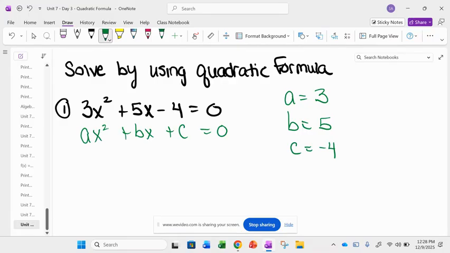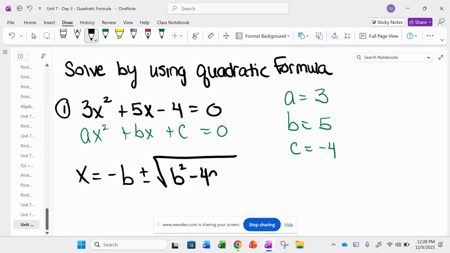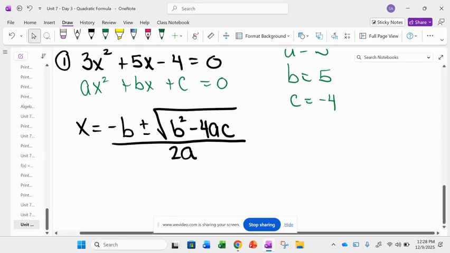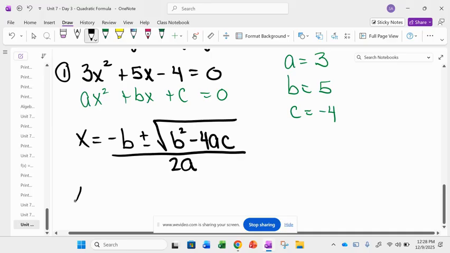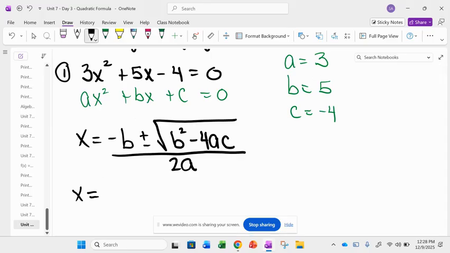Anybody confused with how I got A, B, or C? So once you identify those, it's just an easy plug-in into the formula. So x equals negative b plus or minus the square root of b squared minus 4ac all over 2a. And now we just plug in. So x will equal negative b. Well, my b is a positive 5, so the opposite of positive 5 is negative 5.